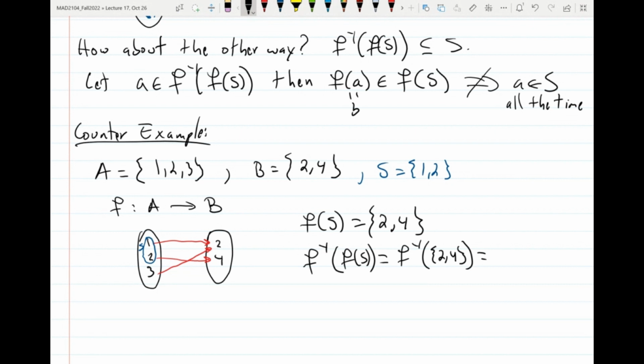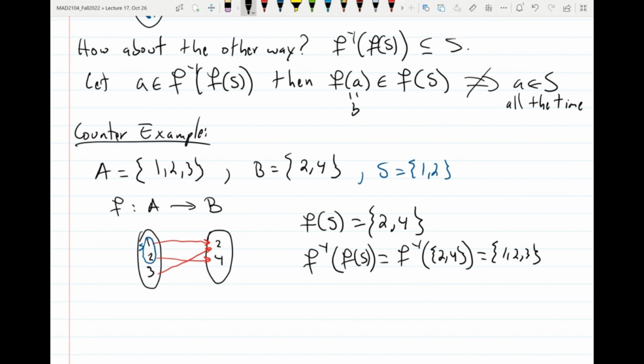Remember what it is? Now look at this. It's all the elements whose outputs are either 2 or 4. What are they? 1, 2, or 3. 1, 2, 3, right? Do you understand this? So, is it a subset of S? No, it's bigger. There is a 3, right?